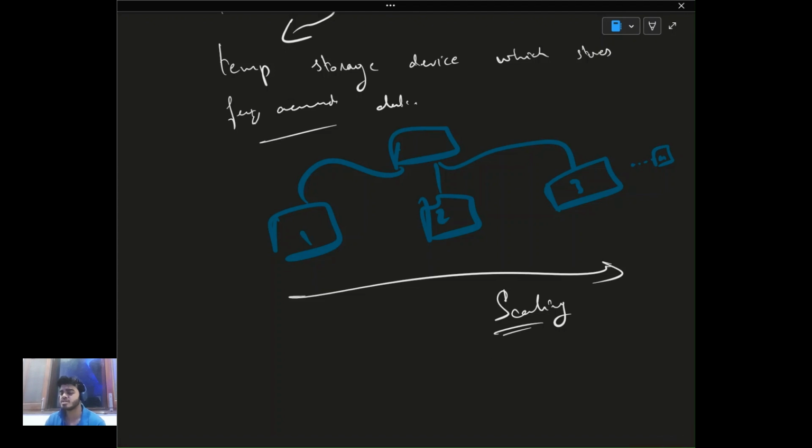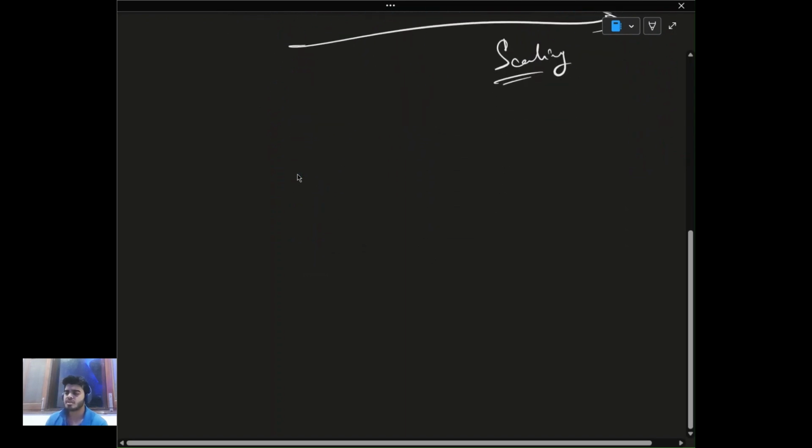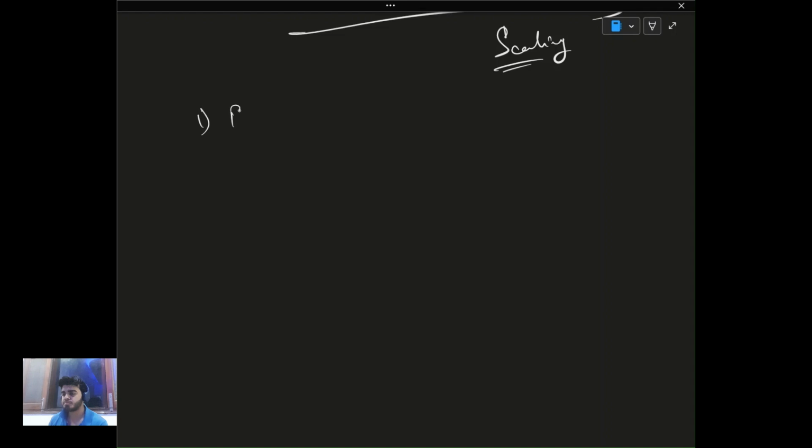How does distributed caching work? Now the question arises. There are multiple steps. To work with a distributed caching system, first is partitioning. It is also known as sharding. What does sharding mean? It ensures the data is distributed across multiple nodes.